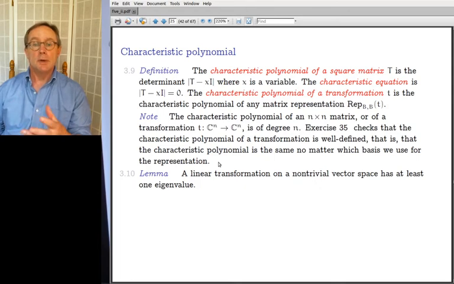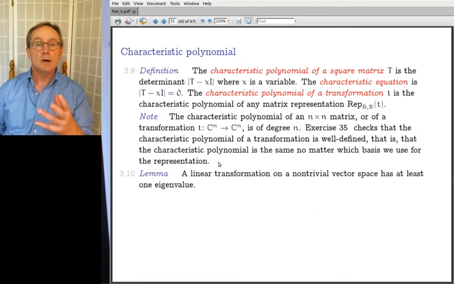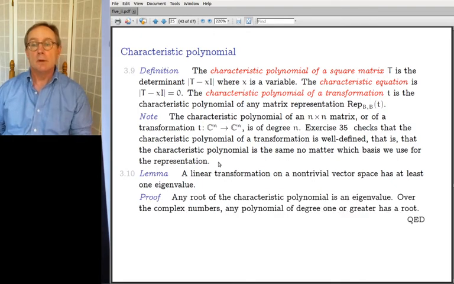So the lemma is that a linear transformation on a non-trivial vector space has at least one eigenvalue, and the reason is because in the complex numbers, the characteristic equation will have a root. It might have the same root repeated n times. That could happen, so you only have one eigenvalue, but nonetheless, it's got to have at least one. So any root of the characteristic polynomial is an eigenvalue, and in the complex numbers, any polynomial of degree 1 or greater has a root.